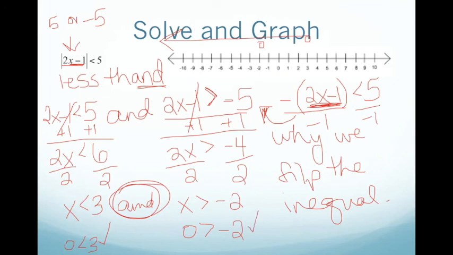Yes, 0 is greater than negative 2, so that goes this way. And now we're asking for and. Where do they overlap? Well, they overlap all of this space in between those two circles. So our answer is from negative 2 all the way out to 3 with open circles. And that's our answer. So we go from negative 2 to 3 with open circles.